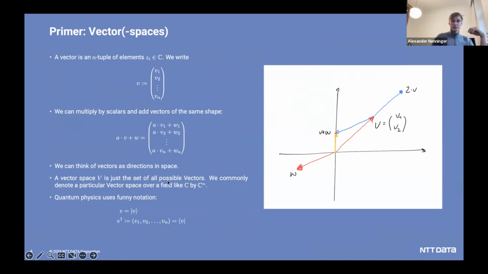If you hear of a vector space, that's basically just all the possible directions, all the possible vectors you can have. There's not much complication to that.